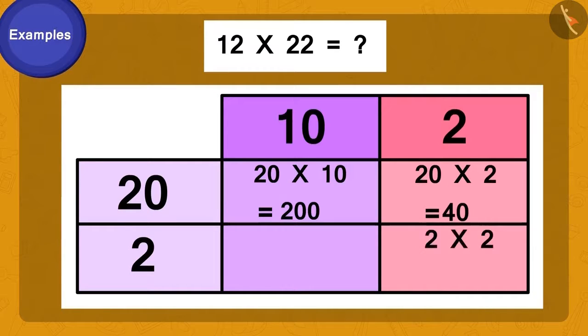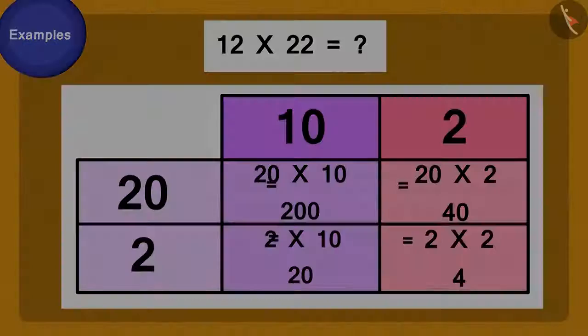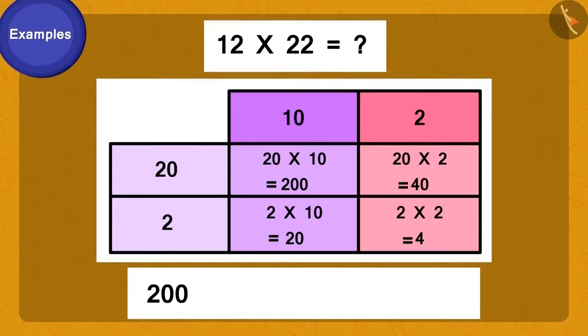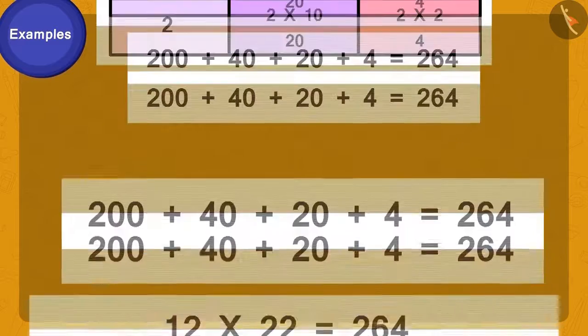That's 2 times 2 is 4. Finally, multiply 2 of 22 by 10 of 12. What would we get? 20. Now it's very easy. Adding 200, 40, 20 and 4 is our answer 264.